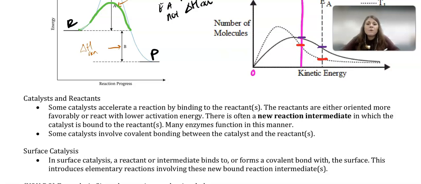Some catalysts involve covalent bonding between the catalyst and the reactants, okay? There also are surface catalysts, where a reactant or intermediate binds to or forms covalent bonds with the surface. This actually will introduce elementary reactions involving these new bound reaction intermediates. I would not stress about definitional concerns when trying to explain a surface catalyst. It's trying to say that there are just different catalysts out there.